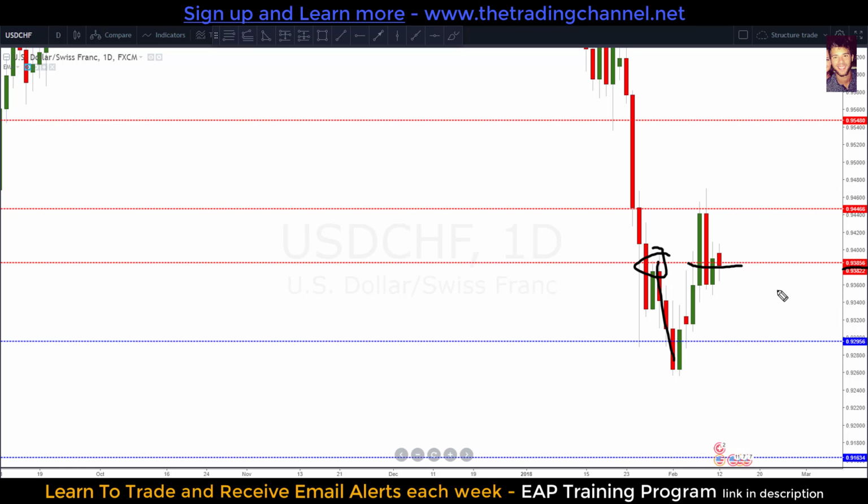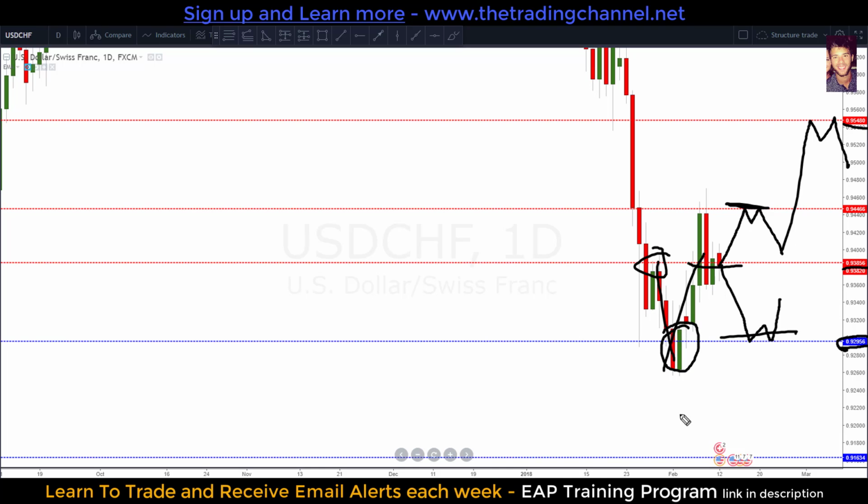The things I'll be looking for this week on the dollar Swiss is if we get a push back up into 0.9446, I'll be looking for resistance at that area. If we get a push above that, I'll look for resistance once more at 0.954. And if we get a push lower, I will be looking for counter trend support around the 0.9295 level, same area where the market found support last week.